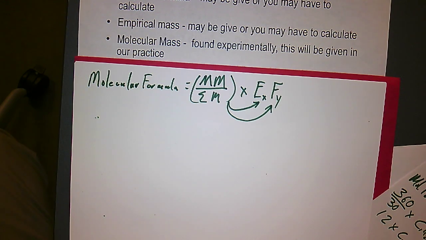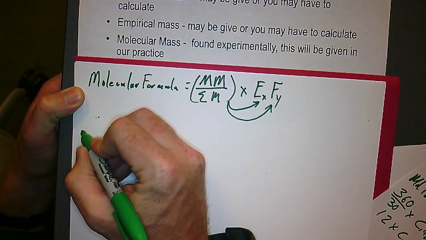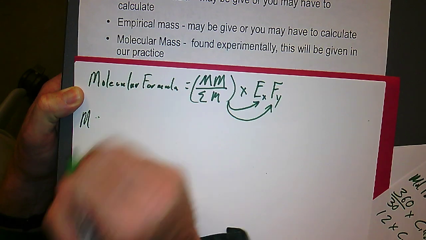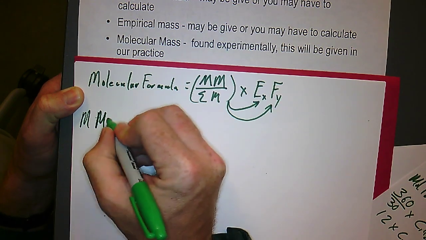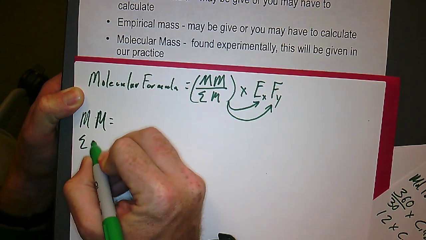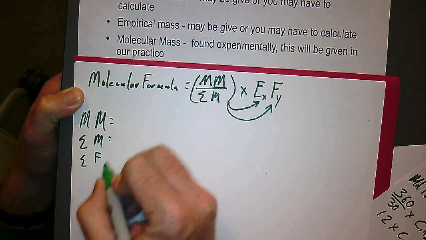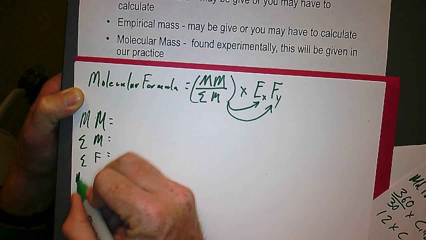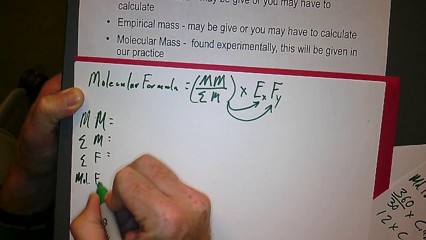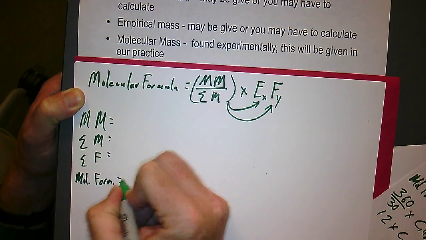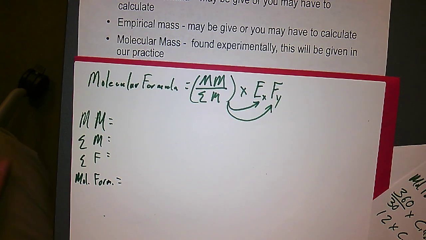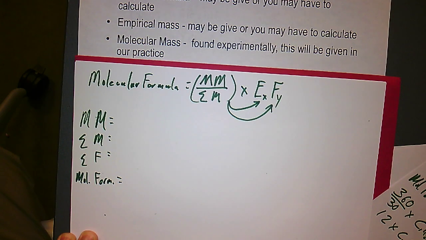So one of the things I always suggest doing when doing these compounds, these kind of formulas, is make a little chart where we have our molecular mass, our EM, which is our empirical mass, our EF, which is our empirical formula, and then of course our final answer, the molecular formula. I'll just abbreviate that as mole form. Okay? All right.